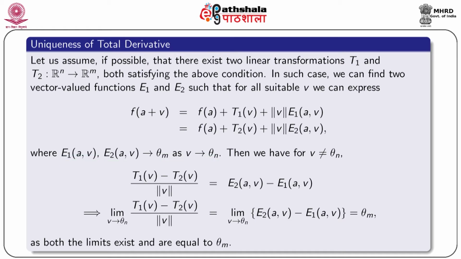Then we have for v different from theta n, T1 v minus T2 v by norm v equals E2(a,v) minus E1(a,v). We take the limit of both sides as v approaches the 0 vector of Rn. So, we get limit v tending to theta n of T1 v minus T2 v by norm v equal to limit of E2(a,v) minus E1(a,v) as v approaches theta n. Now, both the limits exist and equal theta m. So, we have theta m minus theta m, that is theta m.